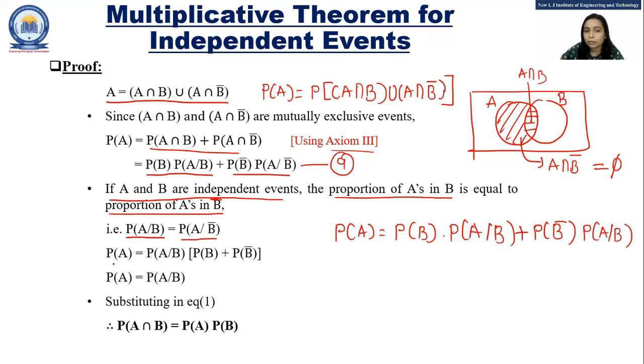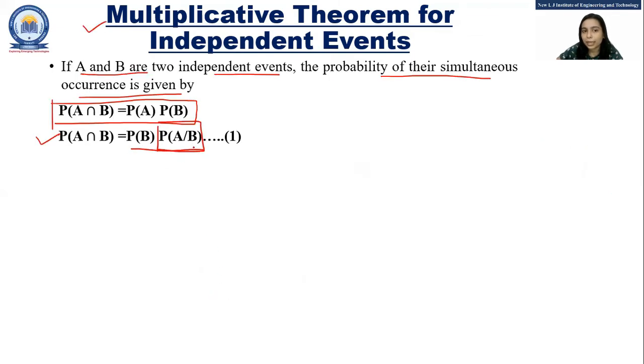So P(A) is equal to P(A|B) into P(B) plus P(B bar). Now P(B) plus P(B bar) is nothing but 1. So we can write P(A) is equal to P(A|B). Now the value of this P(A|B) is equal to P(A). So we can put that P(A|B) as P(A).